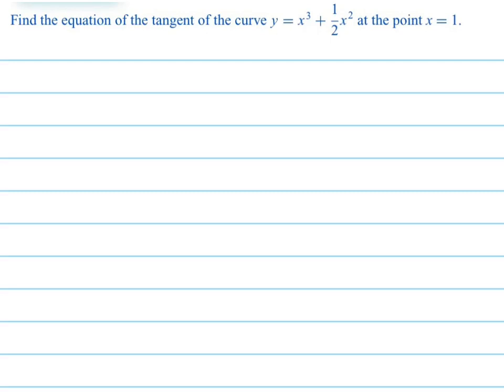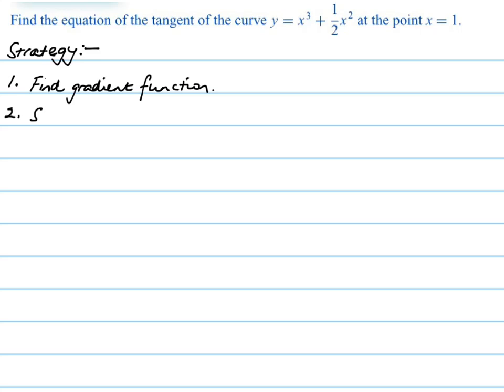We've got a question here which is asking us to find the equation of the tangent of the curve y equals x cubed plus a half of x squared at the point where x equals 1. Now, this is an interesting question. We've got to work out a strategy. First of all, we better find the gradient function, because in order to find the tangent at the curve, we need to know the gradient of the curve, which is the same as the gradient of the tangent. So step 1, find the gradient function.